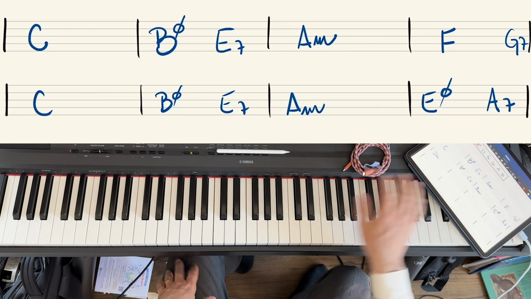I might go with an E minor 7. E minor or E half diminished? Let's do E half diminished. Let's hear how that sounds. I'm playing the first 8 bars here.